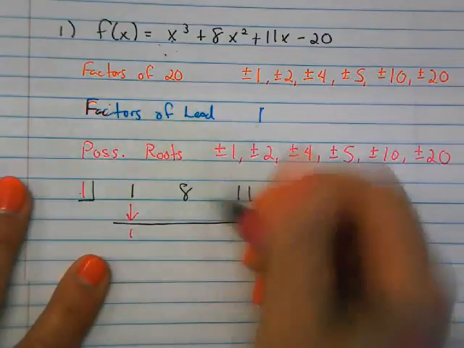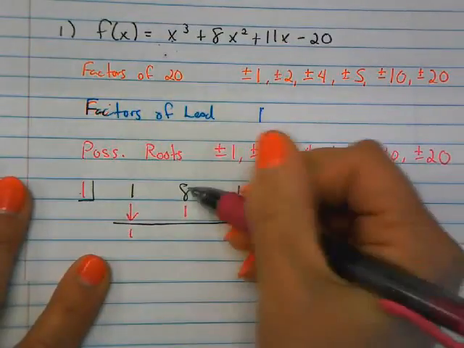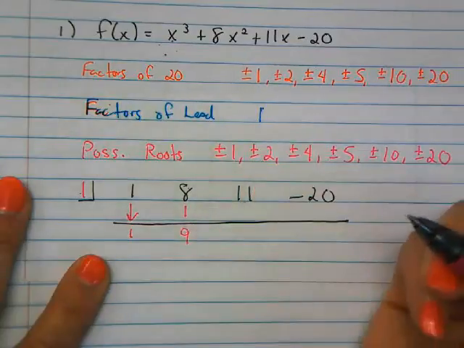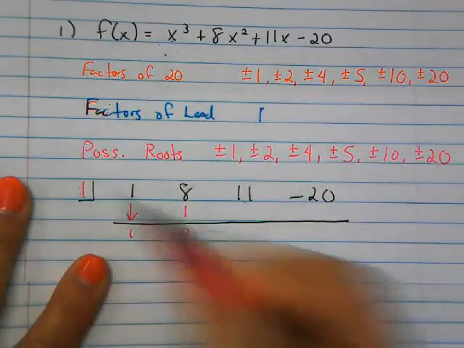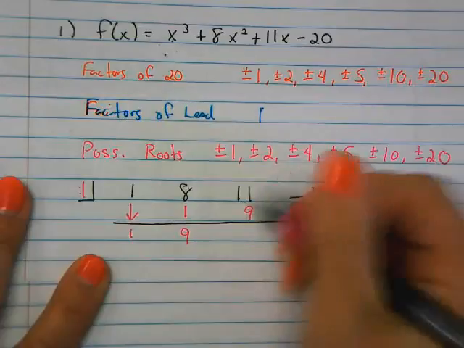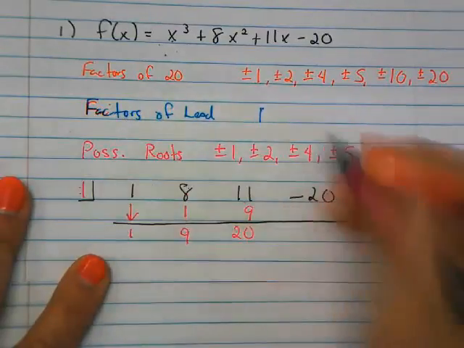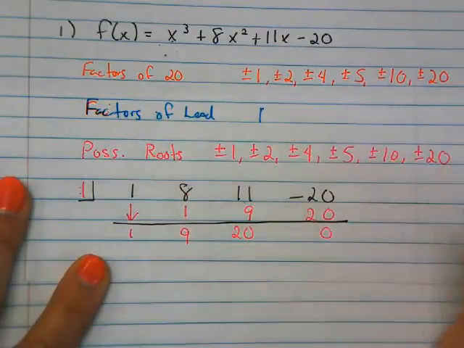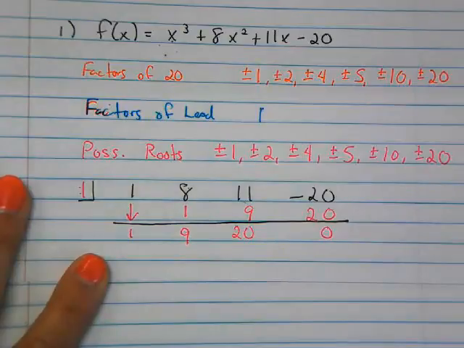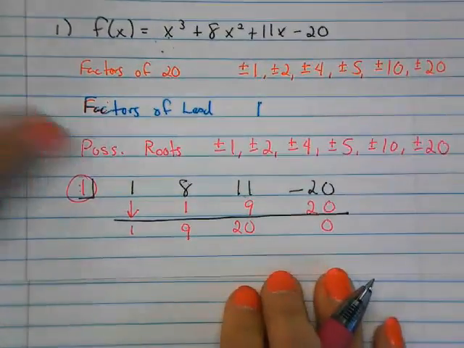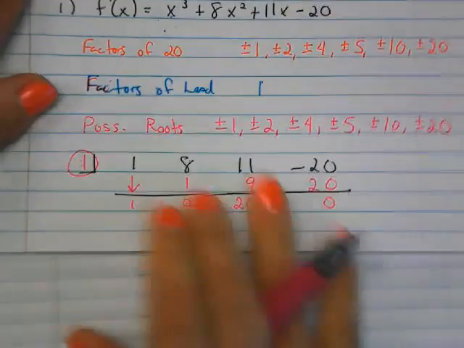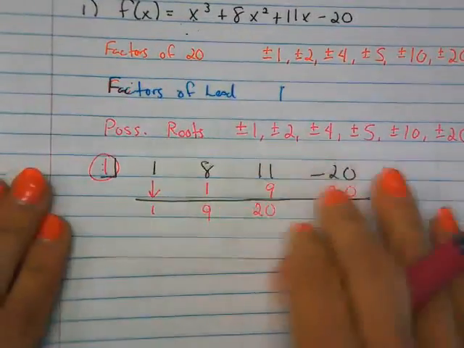1 times 1 is 1. 8 plus 1 is 9. Do it again. 1 times 9 is 9. That's 20. 1 times 20, woohoo! So we got it right off the bat. Boy are we lucky. That is a root. So far so good. Don't forget that root. That's what happens to people.